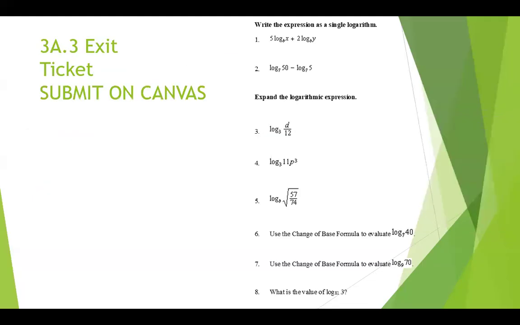All right. So the rest of the class, you're going to be working on your exit ticket. It is a self-check exit ticket, meaning that you're going to do the exit ticket on paper, but you're going to input your answers into Canvas, and it'll tell you if you're right or wrong. Does that make sense? And that is what you're doing for the rest of the period. Any questions, comments, or concerns? I will be here after school.